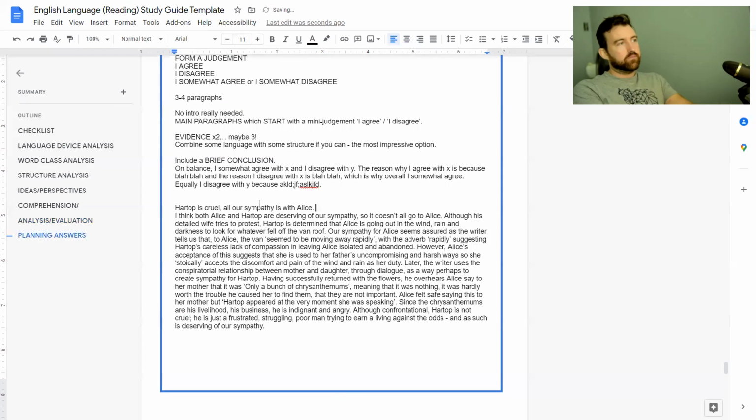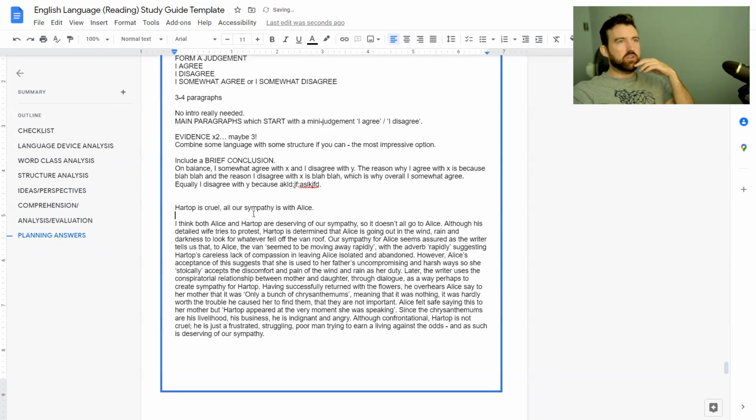Those are basically what you had to agree or disagree with. So I think both Alice and Hardtop are deserving of our sympathy. So it doesn't all go to Alice. Although his wife tries to protest, Hardtop is determined that Alice is going out in the wind, rain, and darkness to look for whatever fell off the van roof.